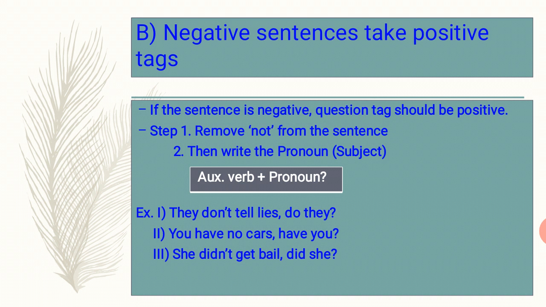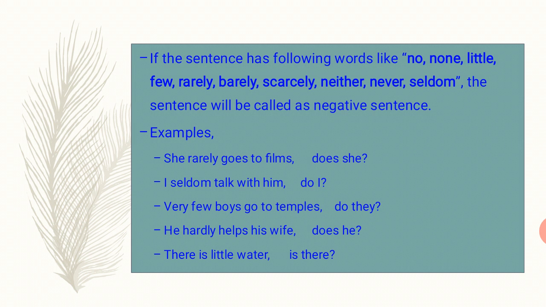It is the negative tag for positive, and two slides before, we have seen that thing, positive tags for negative sentences. That tag should be auxiliary verb plus not plus pronoun, that is for positive sentences, and this one is for negative. So for example, I have given you, they don't tell lies, do they? You have no cars, have you? She didn't get bail, did she?